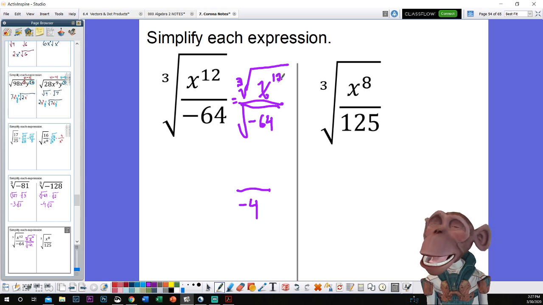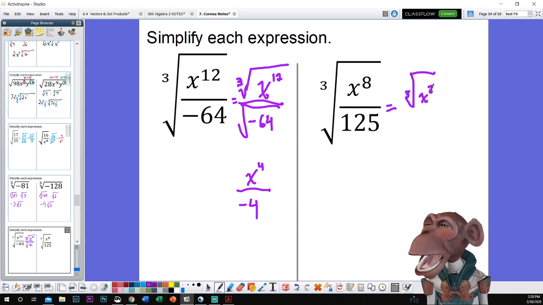Now, before, I would take this exponent and divide by 2 if it were a square root. However, since this is a cube root, I'm going to take 12 divided by 3. That gave me 4. And that's all there is to that. Let's do another.